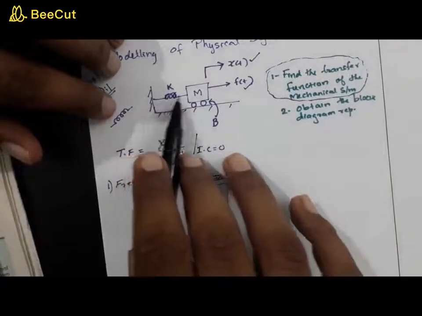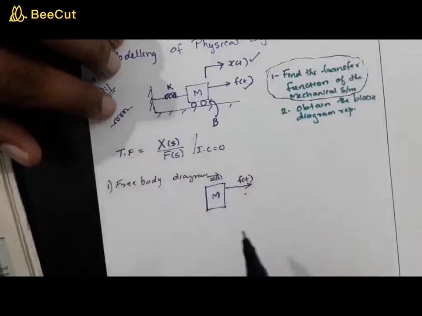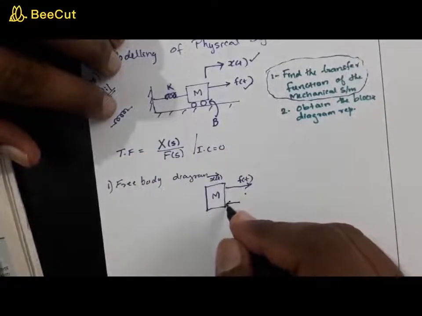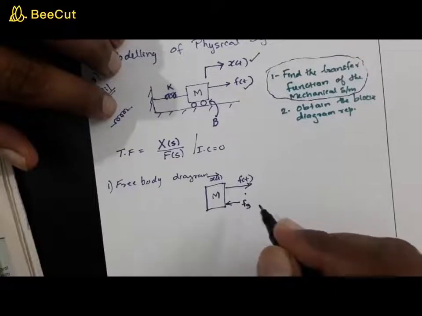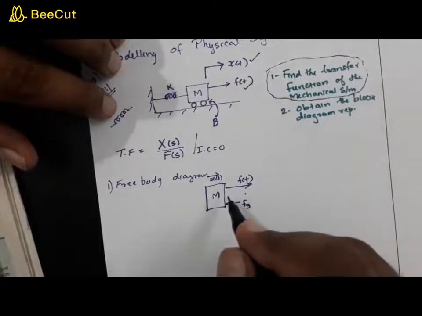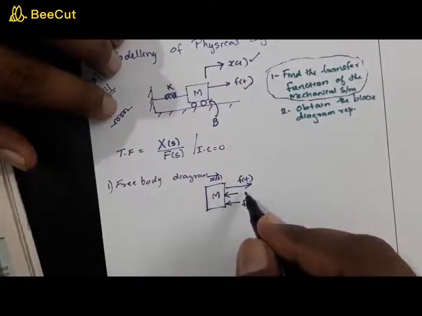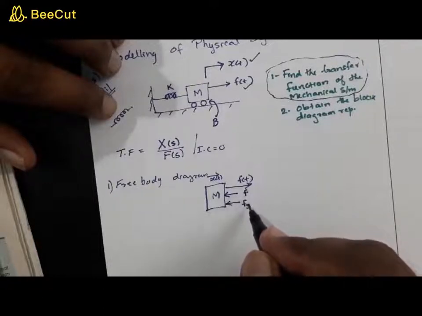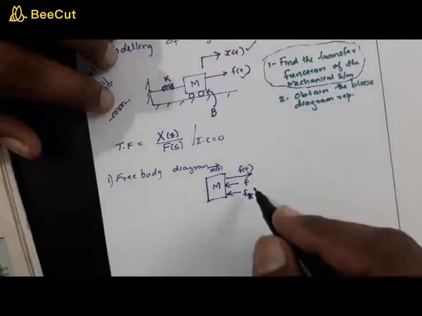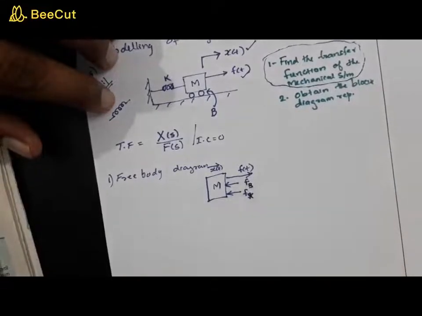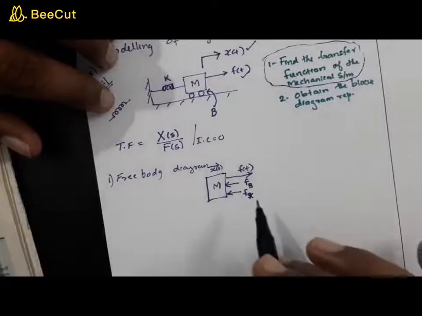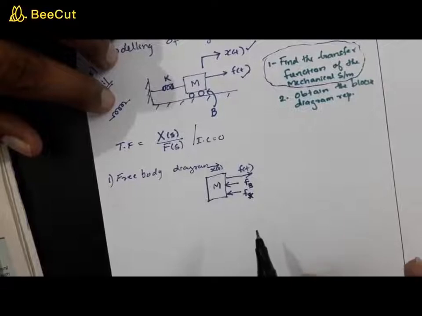Now what are the other forces? We can see that there is a force associated with the spring, so let us call that Fs, the force related to the spring. Since it is the spring constant, let us call it Fk, while the frictional force is Fb. These are the forces that are acting on this mass.